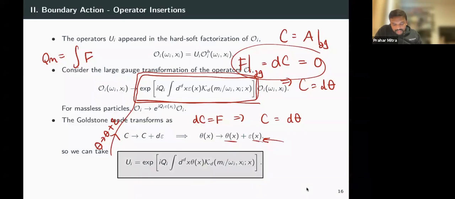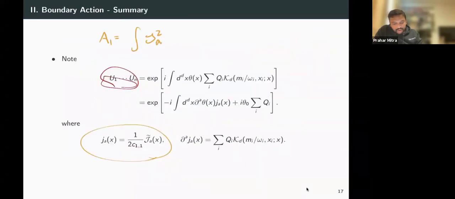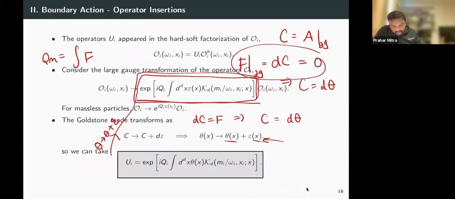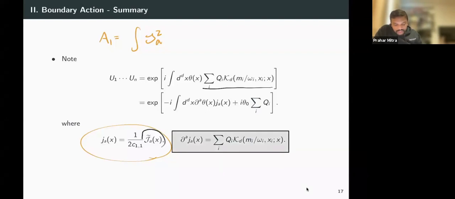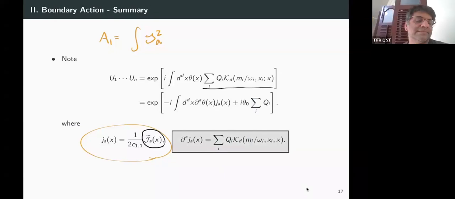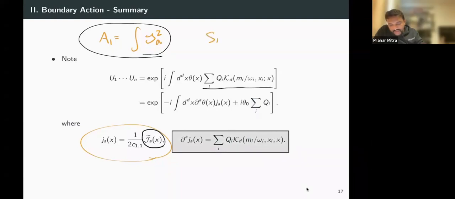Now, when I'm computing the expectation value of ui and all the way up to un, I need to take a product of all of these. So I'm going to get a sum over ki, qi, kd, which is just coming from a sum of these terms and then this qi term. Those are the only two things that depend on i. And then you can show, just as a mathematical fact, that this sum over qi is the divergence of a certain current j, which is the shadow transform of this curly j that I've defined previously. This curly j was showing up in A1. It was showing up in my soft theorem SA.